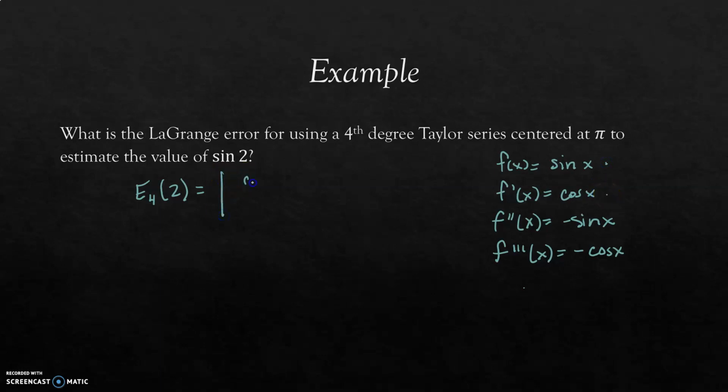cosine. So that means our error is going to be cosine of z divided by, we're at a fourth degree, so we're going to divide by 5 factorial. And we're centered at pi, but we're evaluating at 2, so it's going to be 2 minus pi to the 5th power. This is giving us the Lagrange error. And now we want to figure out what value of z to use. And I wouldn't actually think about it too hard. I know that no matter what z is, cosine of z is going to be between -1 and 1.